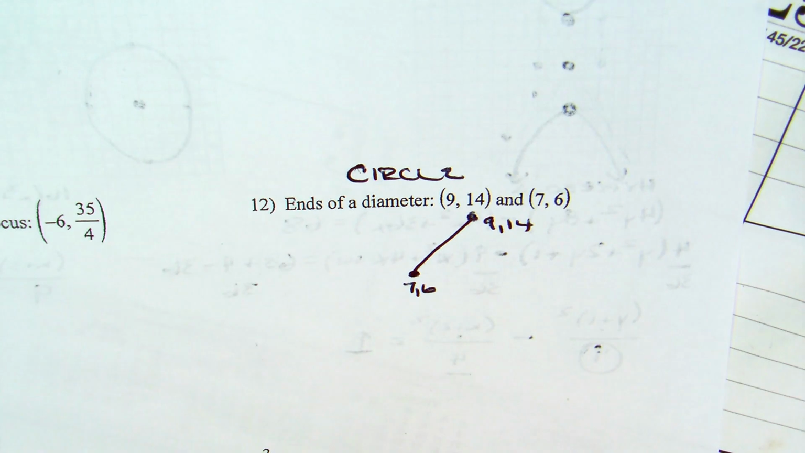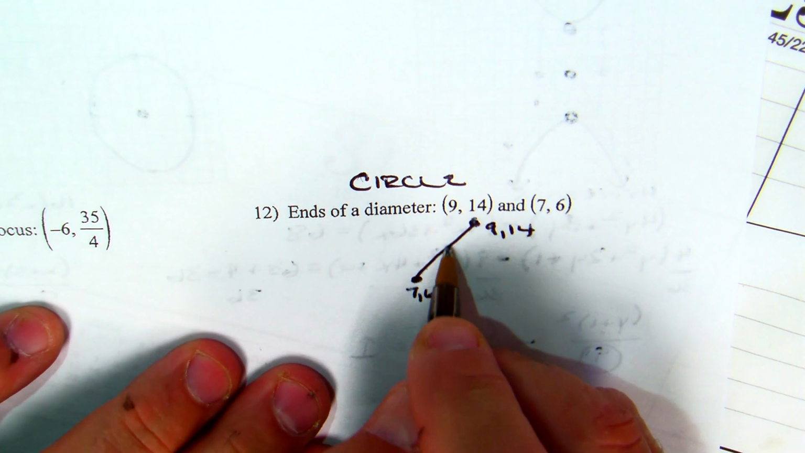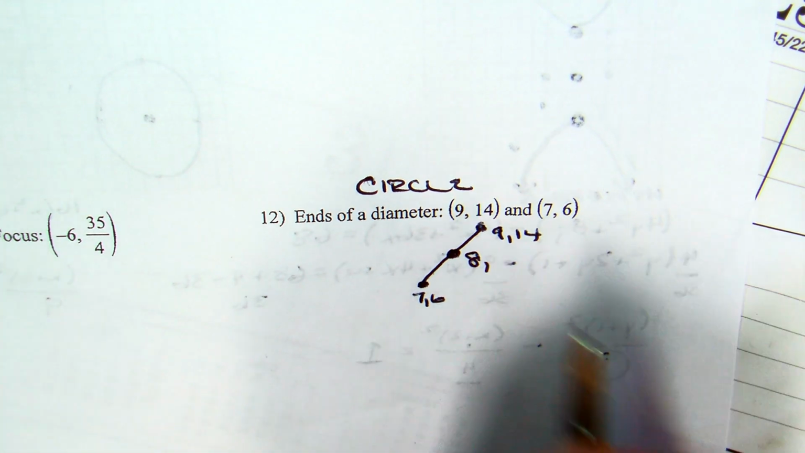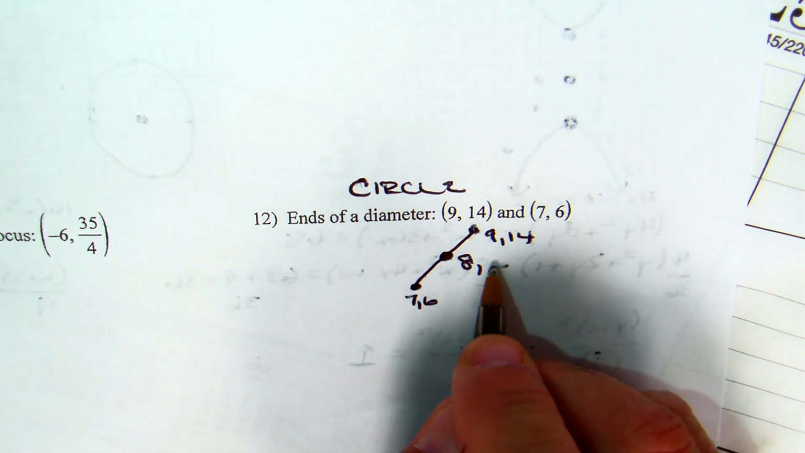That's your diameter. The center is located at the diameter is what? Midpoint. So I'm going to add and divide by 2. What's 7 plus 9? 16. Half of that. 8. 14 plus 6 is 20. Half of that. 10.